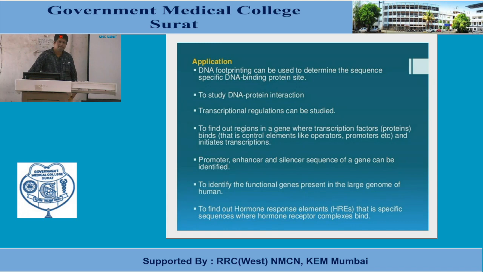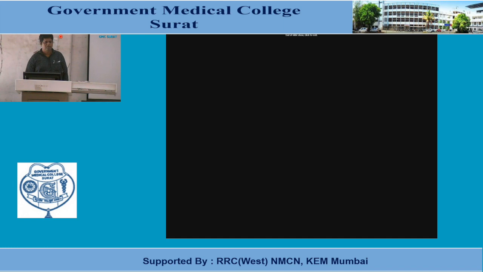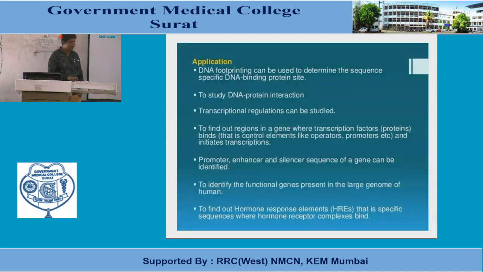That region is blank on a DNA gel electrophoresis. Okay? Promoter, enhancer, silencer sequences of a gene can be identified, to identify the functional gene present in the large genome of human, to find out the HRE, hormone response element, that is the specific sequence where the hormone receptor complex binds. Okay, so this is all about DNA microarray, DNA footprinting and DNA fingerprinting.